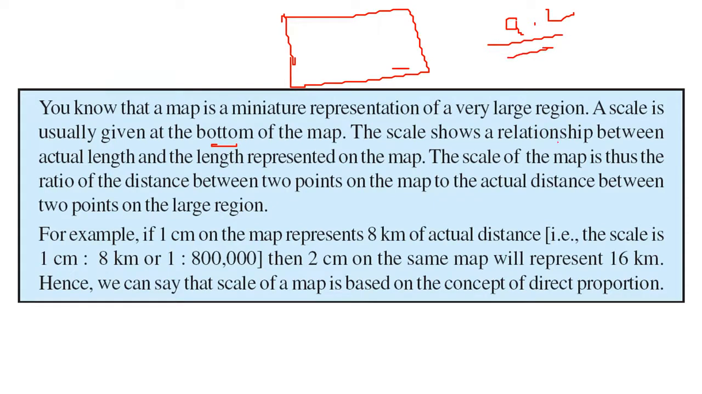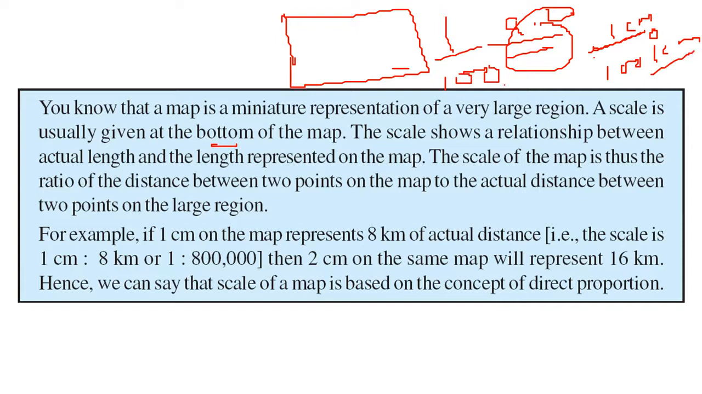So the scale of a map is what ratio? It is the distance between 2 points on the map to the actual distance between 2 points in the large region. That is, if this is 1 centimeter and you are representing 100 kilometers by 1 centimeter, it will be 1 by 100, and you can convert it into meters also. It will be like this, 1 by 100,000.